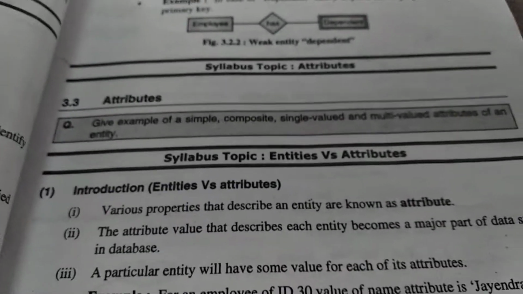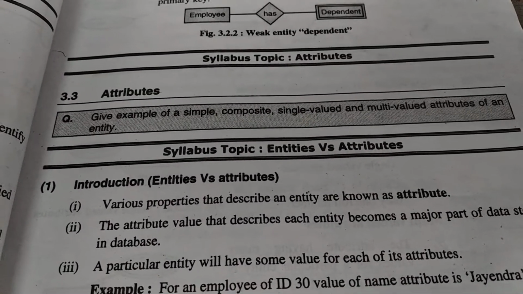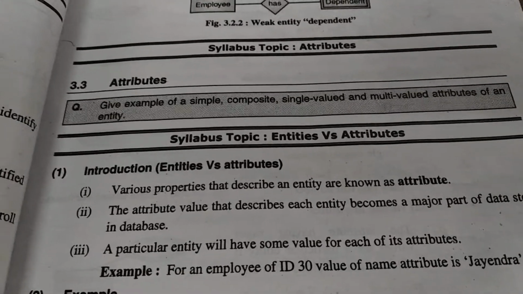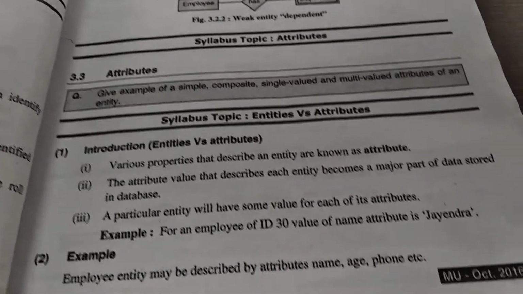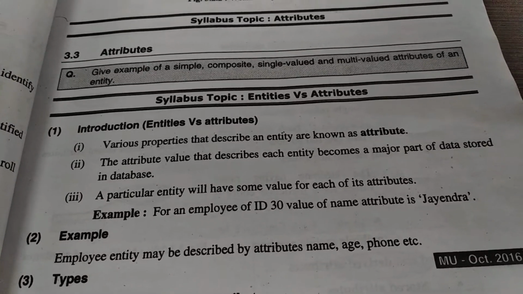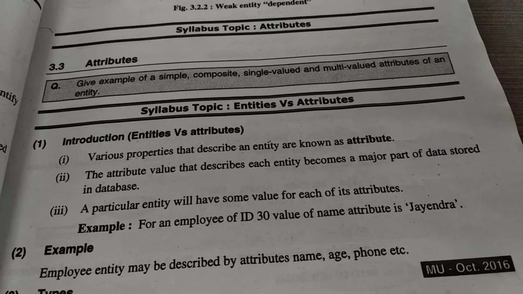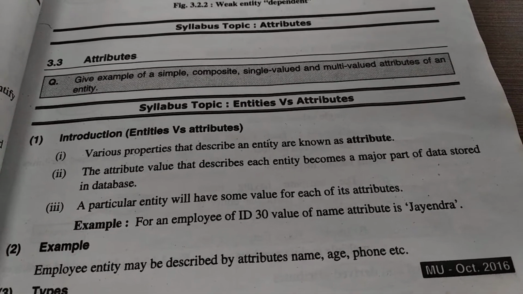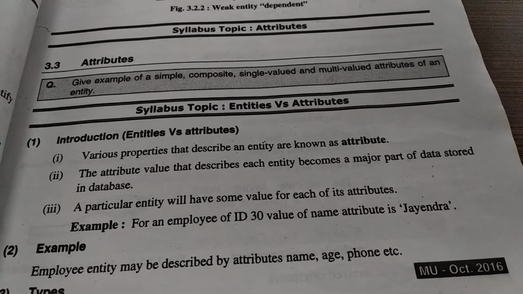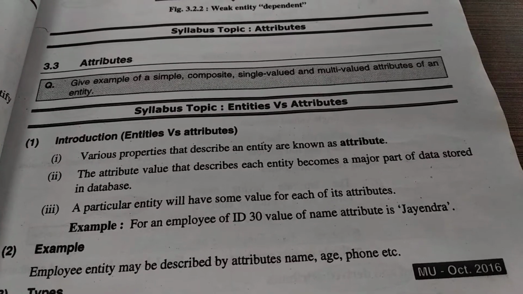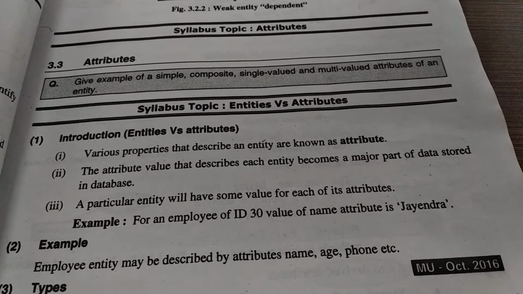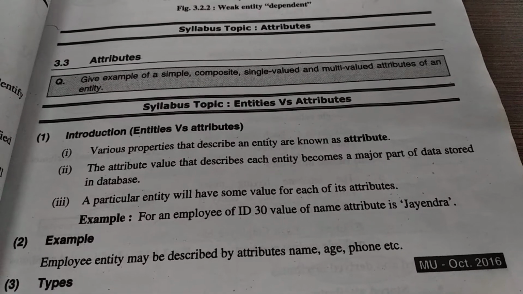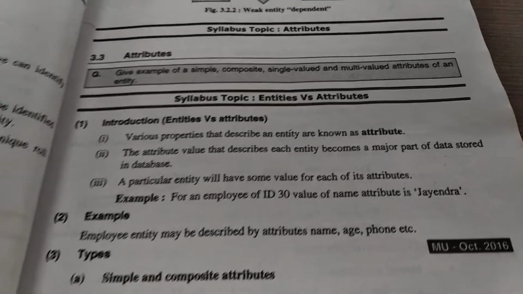The next point is attributes. Properties of an entity are known as attributes. Various properties of entity. Examples of attributes: student ID, student roll number, student mobile number are the attributes of a student database. Or name, age, phone number are the attributes of employee.